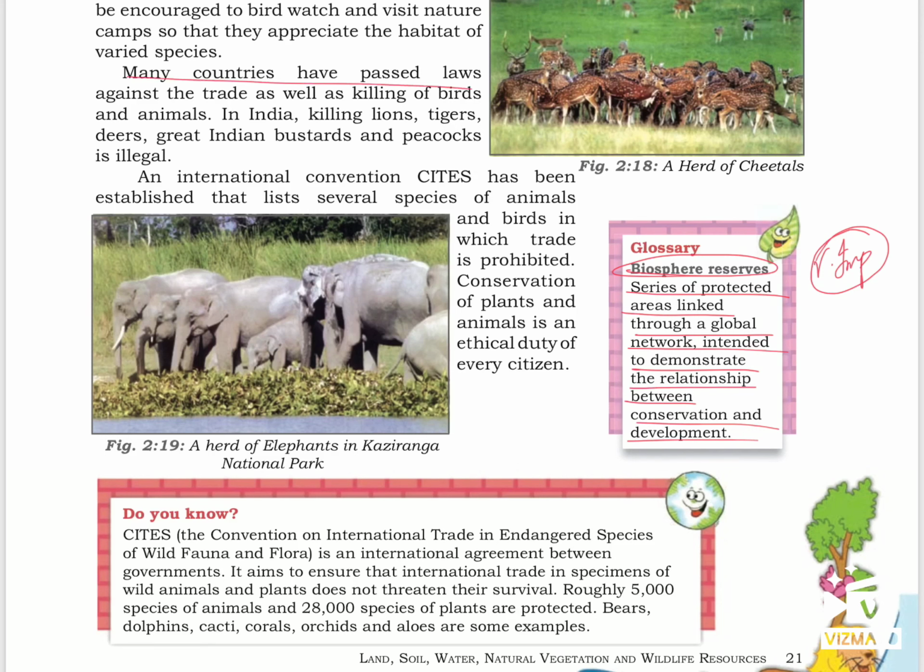Many countries have passed laws against the trade as well as killing of birds and animals. In India, killing lions, tigers, geese, great Indian bustards and peacocks is illegal. Next, we have CITES. CITES is an international convention which has been established that lists several species of animals and birds in which trade is prohibited. Conservation of plants and animals is an ethical duty of every citizen.